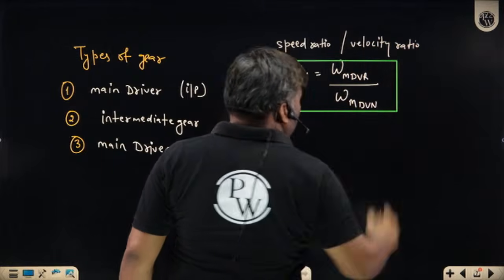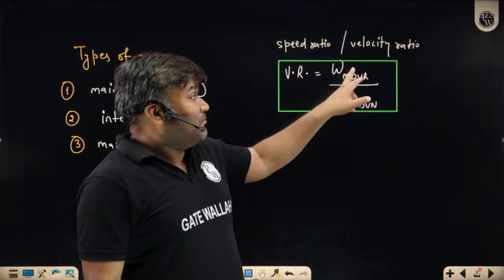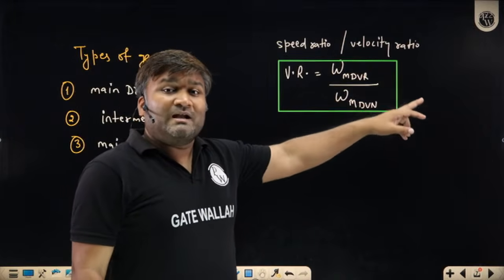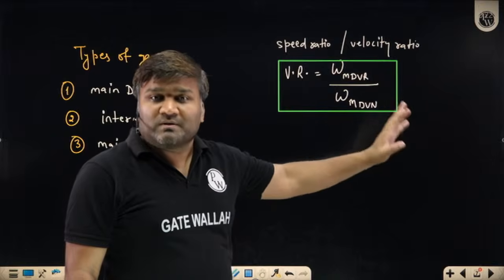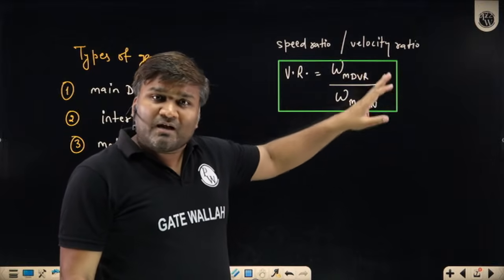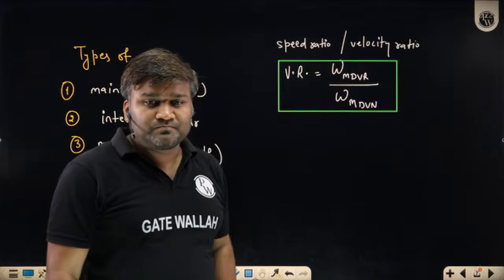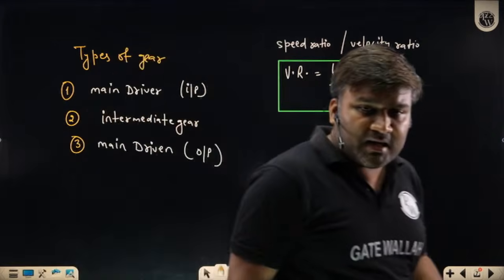This I want to be very very high. I want, sir, main driver ka speed is 10 and output ka speed is 1 rpm, 10:1, है ना, 50:1. I want this ratio to be high. Clear है ये बात?